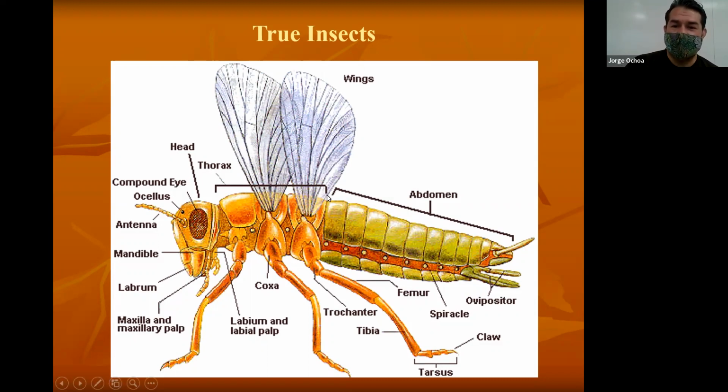And then there's going to be the abdomen, which is going to have a digestive system, reproductive system, and a bunch of other things. What I also want to point out from this drawing is this word here called spiracles. The word spiracles refers to tiny openings or holes on the side of the body. The spiracles are the site where the insects carry out gas exchange. This is where they're going to breathe through.